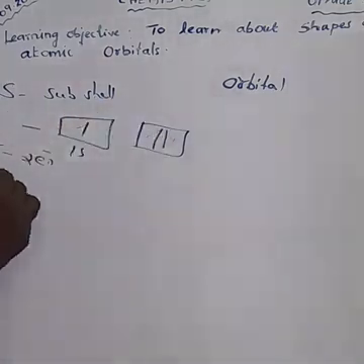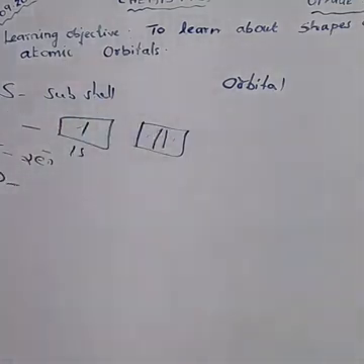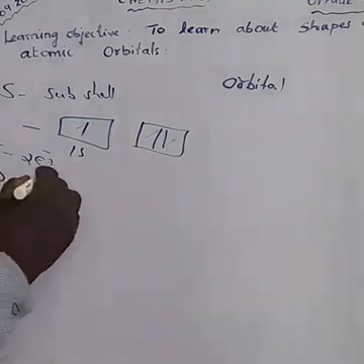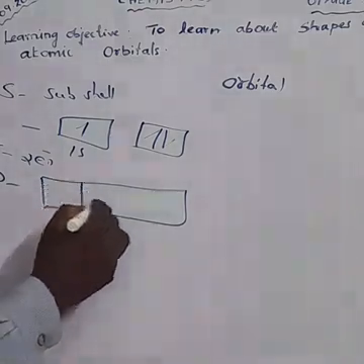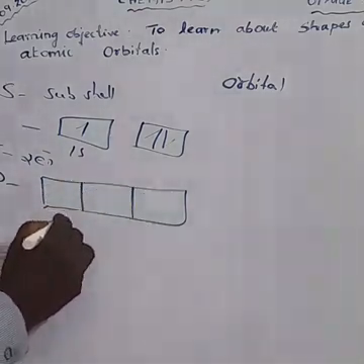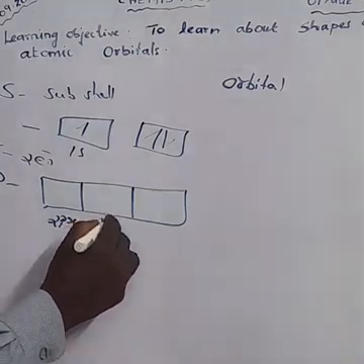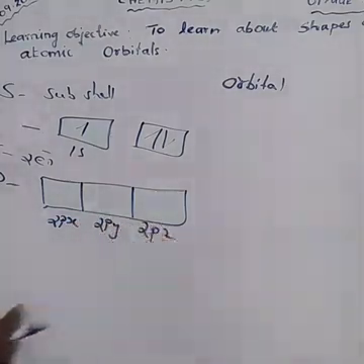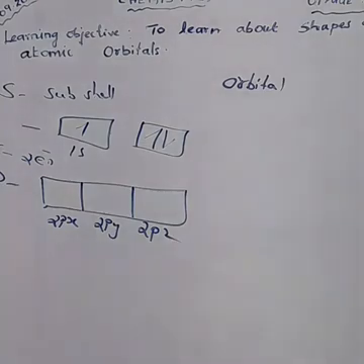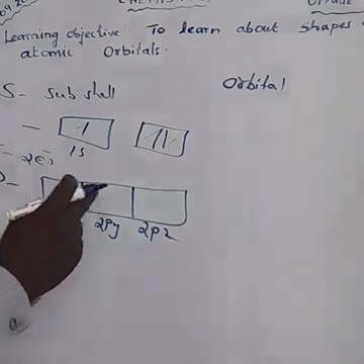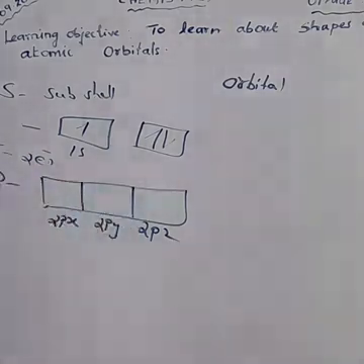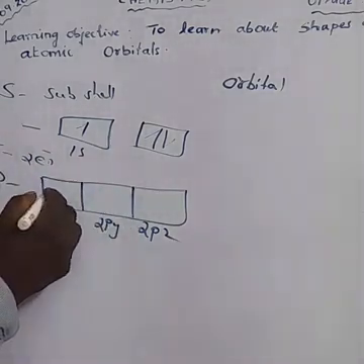Then about the p subshell. Here in the p subshell, the maximum is how much? Maximum 6 electrons. That means this is the p subshell: 2px, 2py, 2pz. Clear? That means in each orbital we can accommodate 2 electrons. Okay, first start with singly.